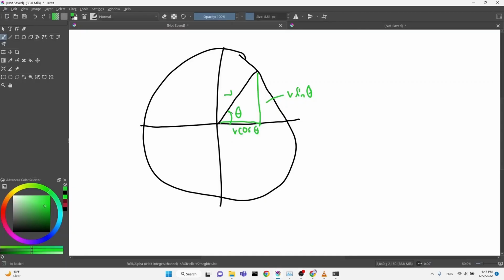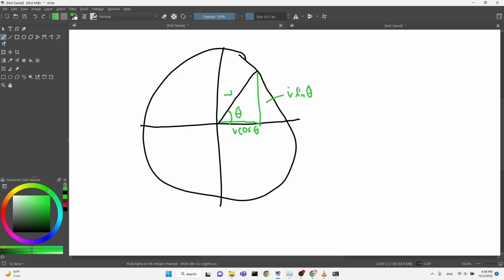Now, that's the wrong tab. If we go back to this drawing board, we'll see that for this angle theta, we can calculate the x position of the trajectory with v cosine of theta. Remember, cosine theta is the x position, while sine theta is the y position, right?